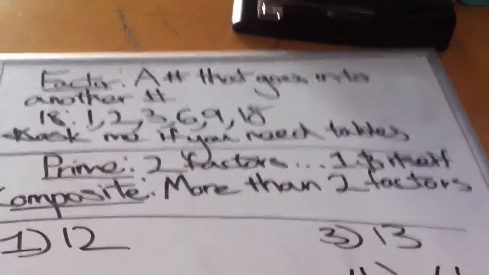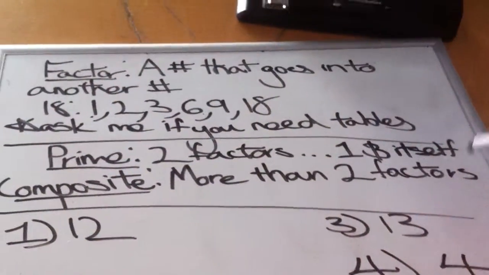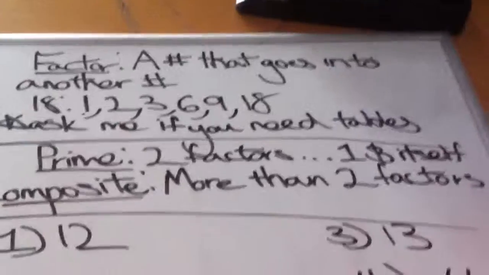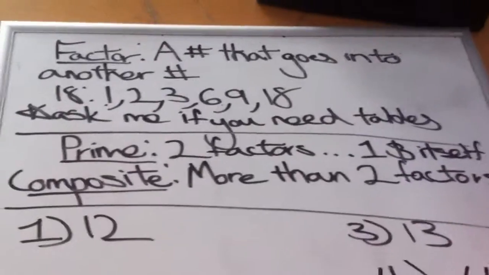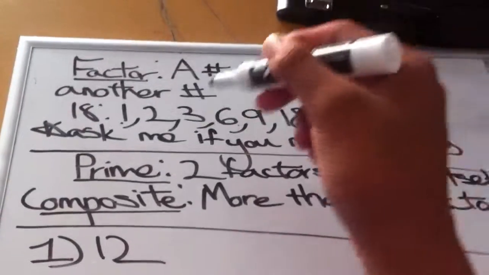Guys, today we'll be learning about prime and composite numbers. But to understand what a prime or composite number is, you need to understand factors. A factor is a number that goes into another number.